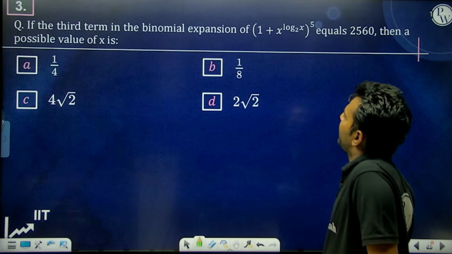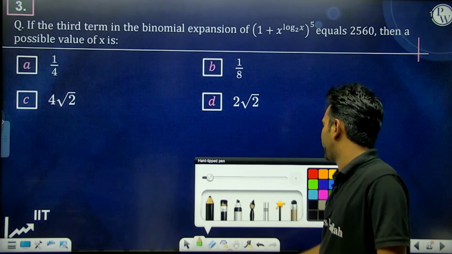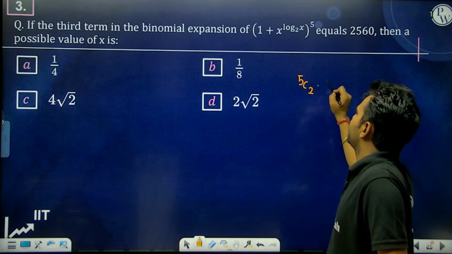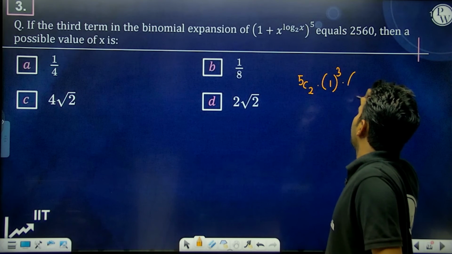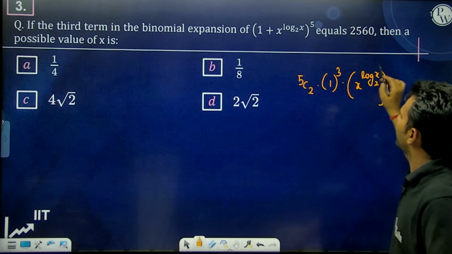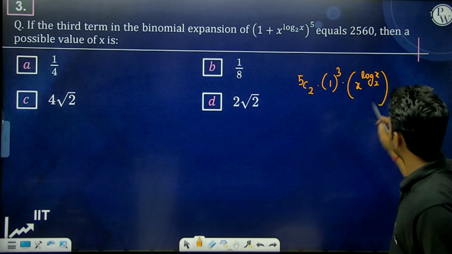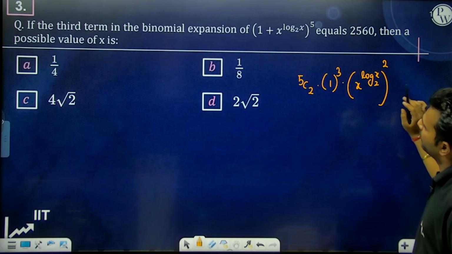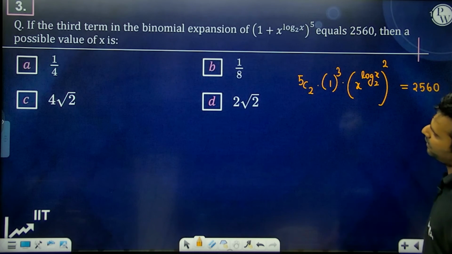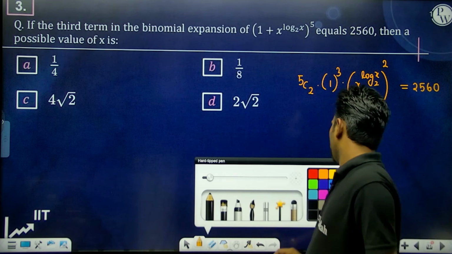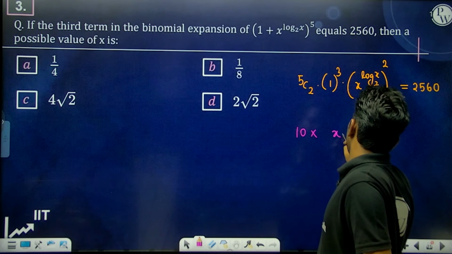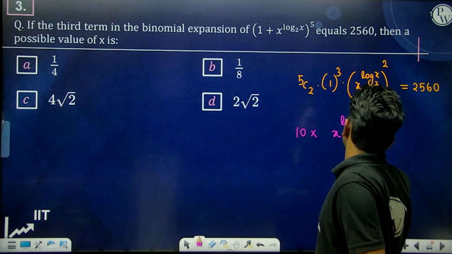If the third term in the expansion of this particular thing equals 2560, okay, third term means it can be written like this: 5C2 into 1 to the power 3 into x to the power log x base 2, this is what is written in place of y, to the whole power 2, and this is given to me equal to 2560. The question is asking us a possible value of x. I hope you know that 5C2 is nothing but 10. So the question will look something like this now.